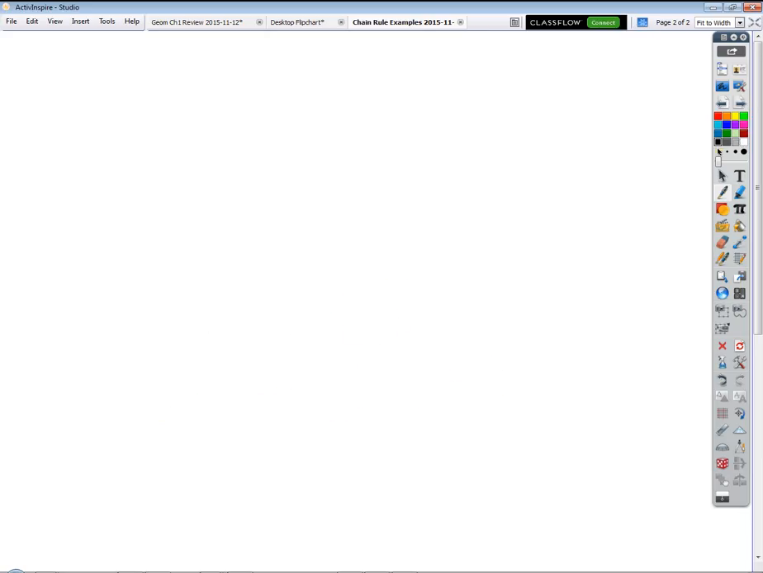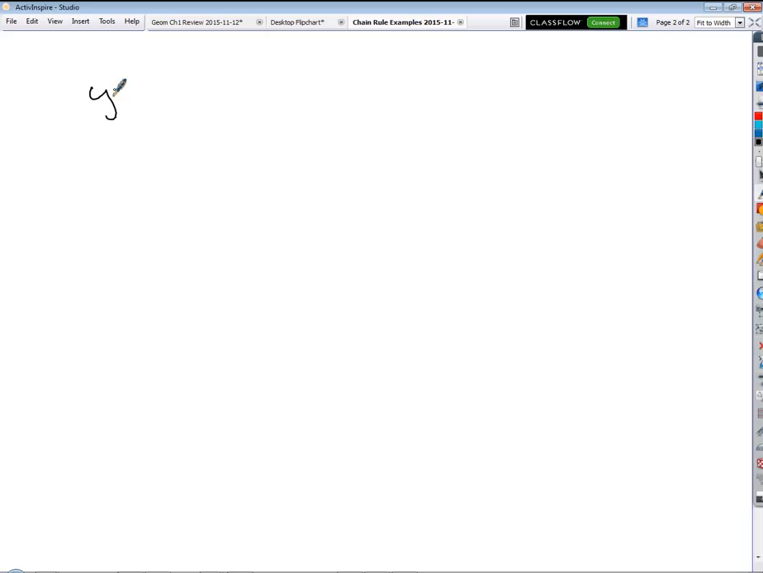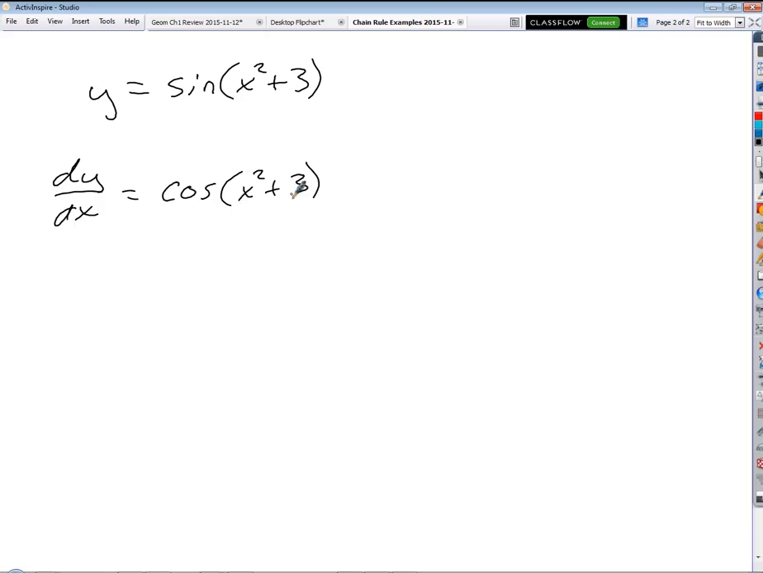If we had one like, let's just try this one. If we have y equals sine of x squared plus 3, let's calculate dy/dx. So how many layers are there to this problem? 2, okay? So the outer layer is just a sine. The derivative of sine of something is cosine of that something, right? That something turns out to be x squared plus 3.